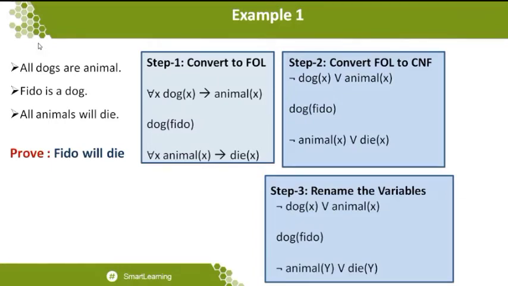The third one: for all x, animal of x implies die of x. So that statement should be converted as not of animal of x or die of x. So this is how the statements should be converted into CNF.